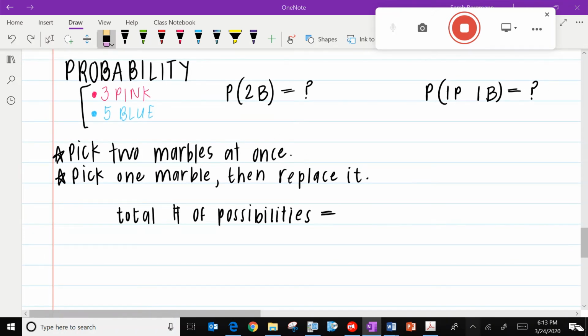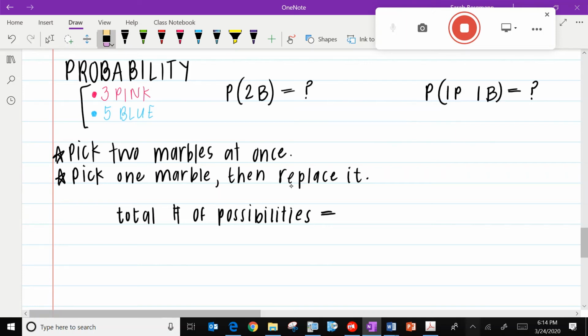Assuming that you're picking 2 marbles, what's the probability that both of them are blue? The second question over here is saying what's the probability that one of them's pink and one of them is blue? You're going to see some questions like this on your homework tonight, so I just wanted to make sure that you knew what this notation meant so you know how to answer your questions.